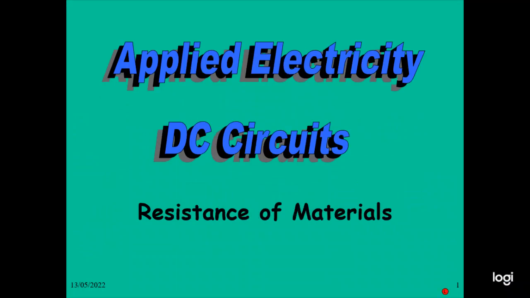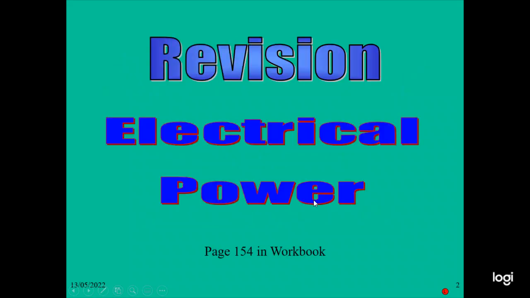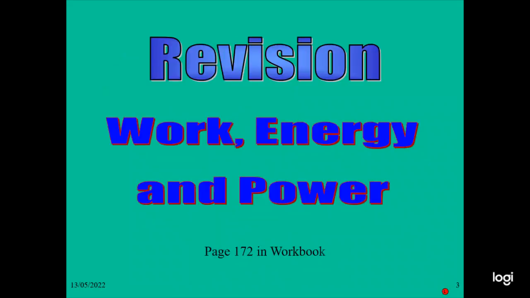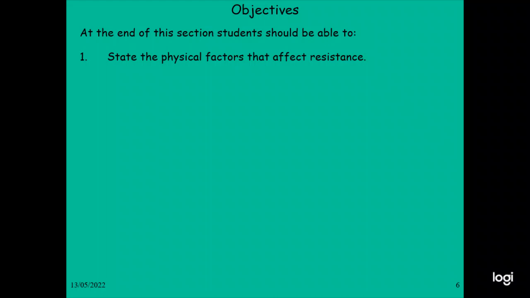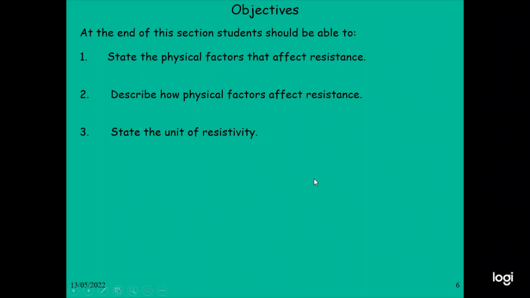So we are talking about applied electricity. These are the resistance of materials. We have to review the electrical power, energy, and power, and you have to do the quiz. So resistance of material. At the end of this session, students should be able to state the physical factors that affect resistance, describe how the physical factors affect resistance, state the unit of resistivity, and calculate the resistance of a quantity given a physical factor.